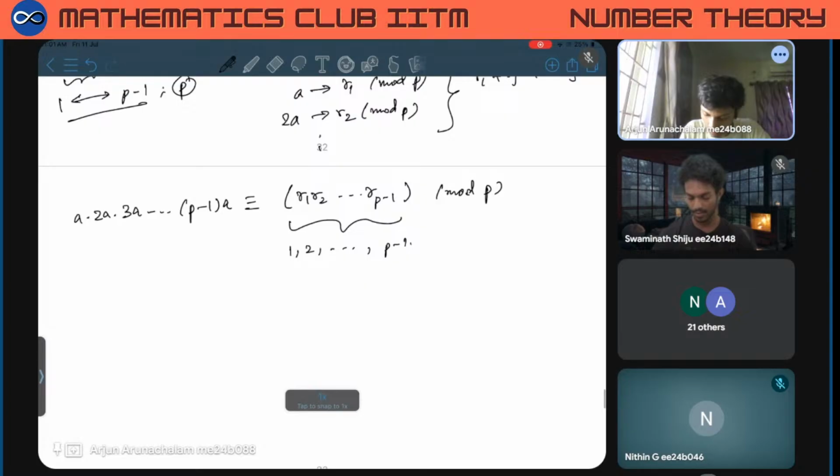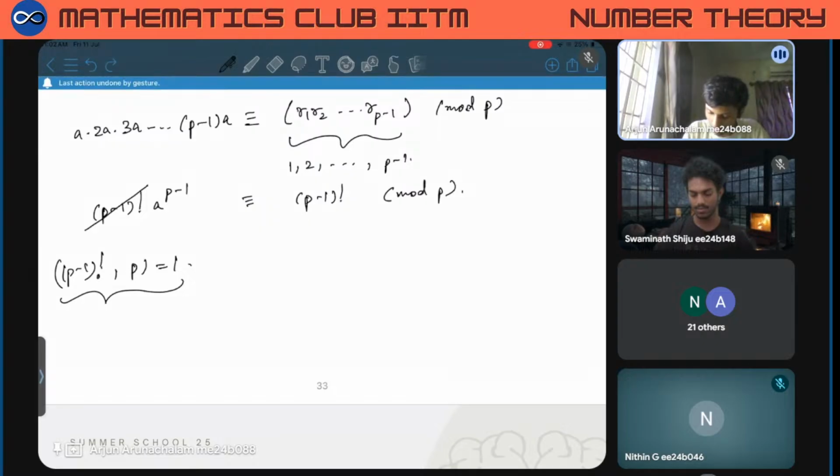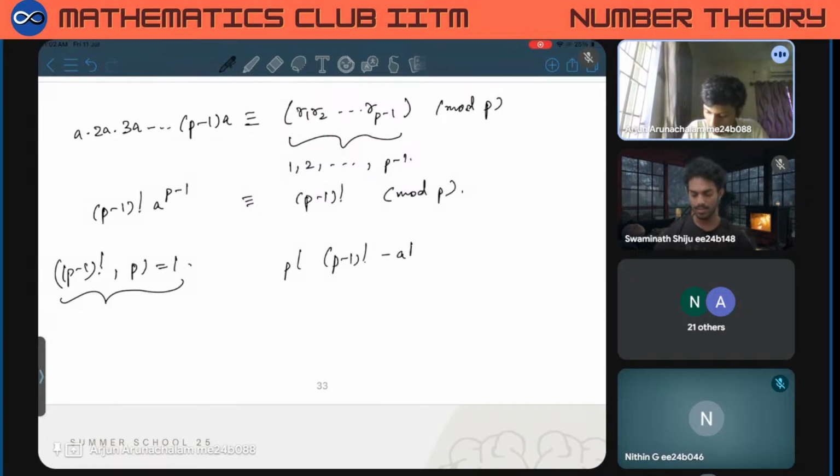So you basically get p minus 1 factorial into a power p minus 1 is congruent to p minus 1 factorial mod p. Now, p minus 1 factorial and p are co-prime, because p doesn't divide any of the integers less than p itself. So you can essentially just cancel these out. Or basically you have that p divides p minus 1 factorial minus a power p minus 1 into p minus 1 factorial. Take this common.